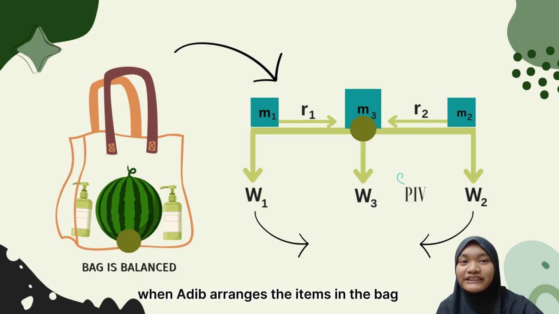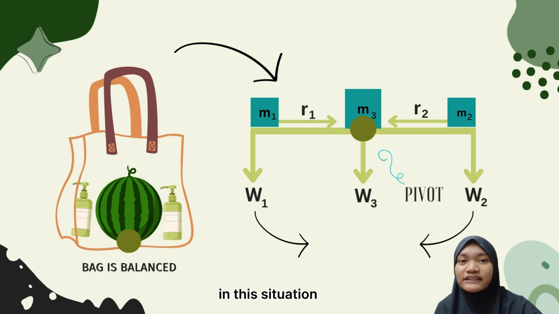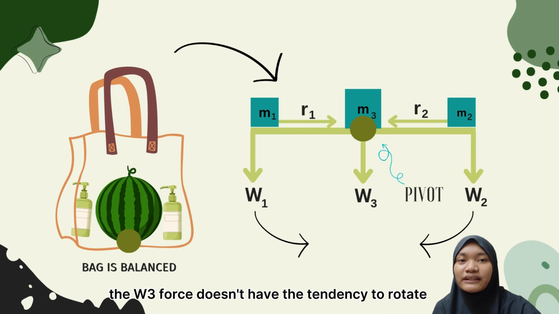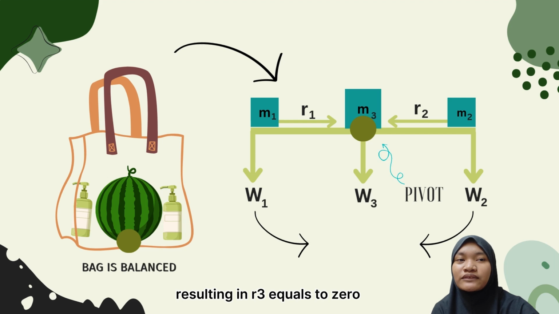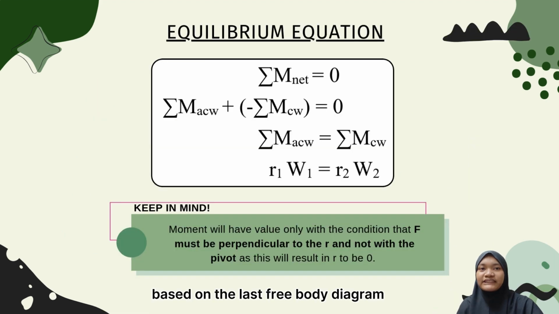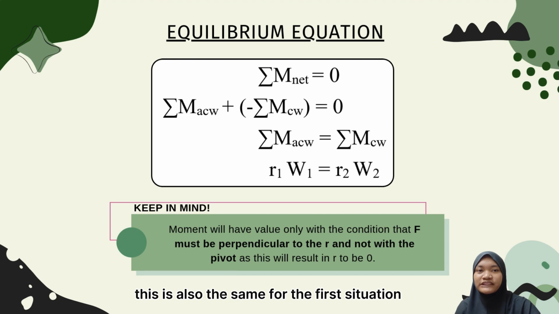When Adib arranges the items in the bag, it becomes stabilized. Thus, in this situation, there exists only a tendency to rotate. The W3 force doesn't have the tendency to rotate because the weight force is perpendicular to the pivot, resulting in R3 equals to 0. Based on the last free body diagram, the sum of moment is 0, which results in an equilibrium state. This is also the same for the first situation.